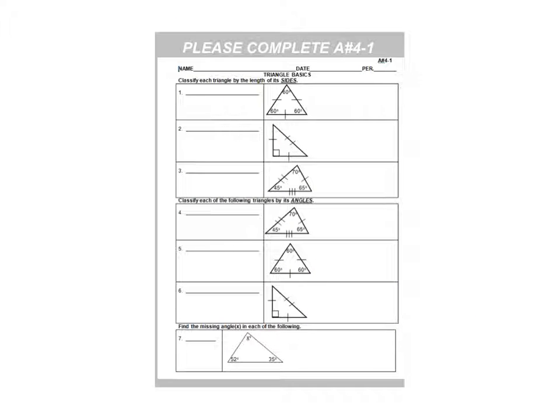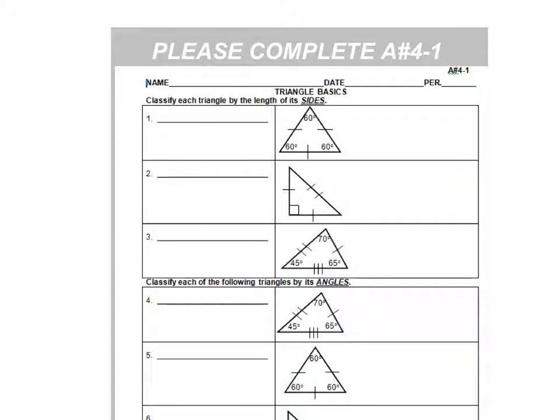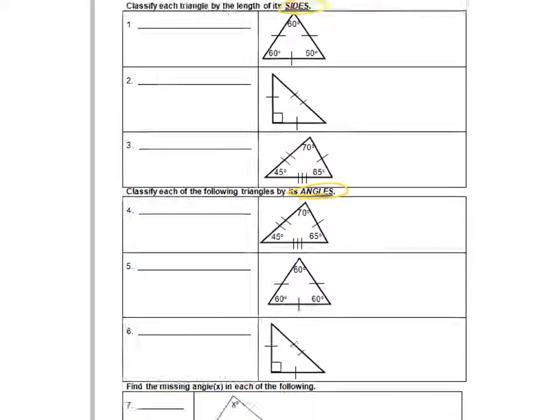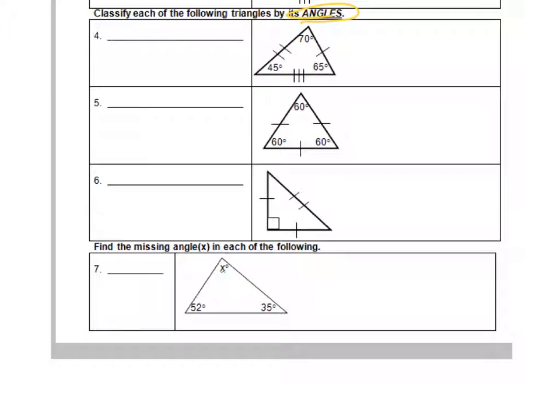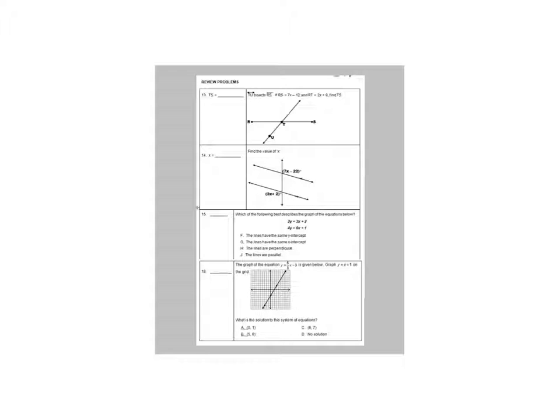So now they are asking you to complete this assignment. This is assignment 5-1, not 4-1. So they ask you to classify by the sides. Make sure you go back in your notes and see what side options are available. Then they ask you to classify by angles. Make sure you look into your notes to see what angles are available. They ask you to find the missing angles. So remember that all triangles add to 180. Same thing here.